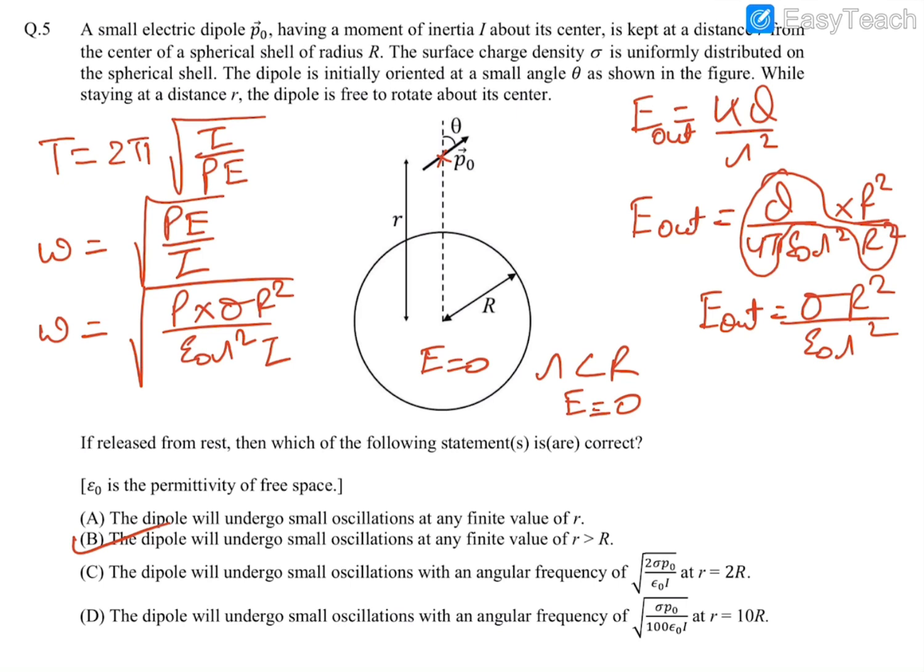Now if we substitute r equal to 2R here, then there will be a term 4 in the denominator, which is not given in the option, so C is incorrect. And if we substitute r as 10R, then there will be a term of 100 in the denominator. So the correct answers are B and D. Now we move on to the next question.